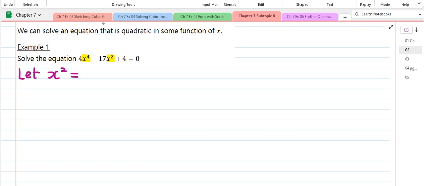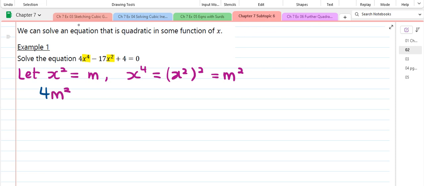So let's say we substitute x squared as m, which makes x power 4, which is x squared to the power of 2, become m squared. So your new quadratic equation over here is m squared minus 17m plus 4 equals 0. There you have it, according to the equation. But let's have a look at the solution first.